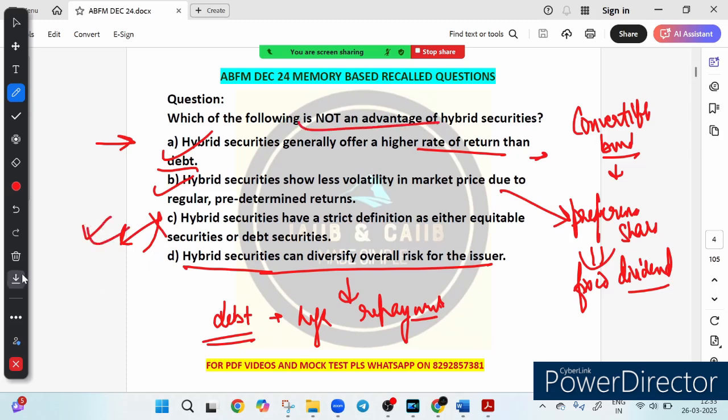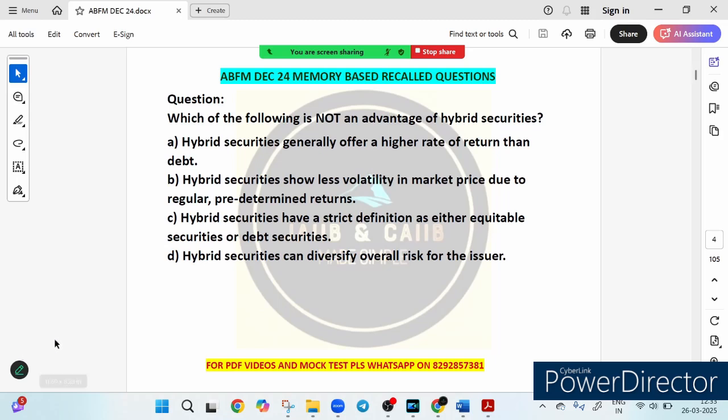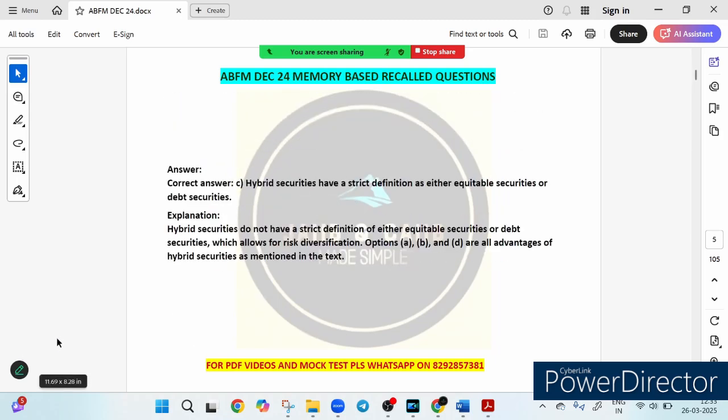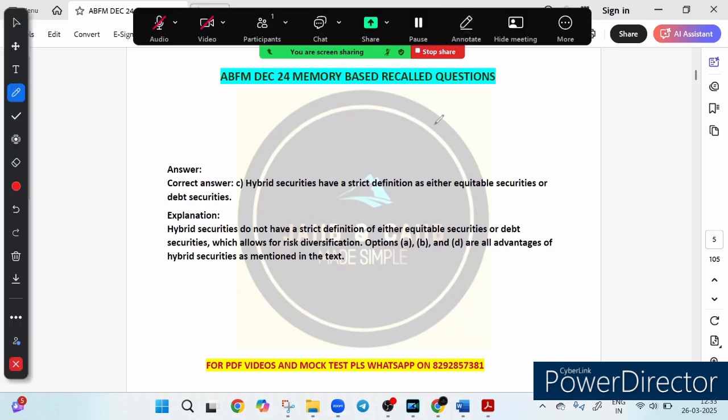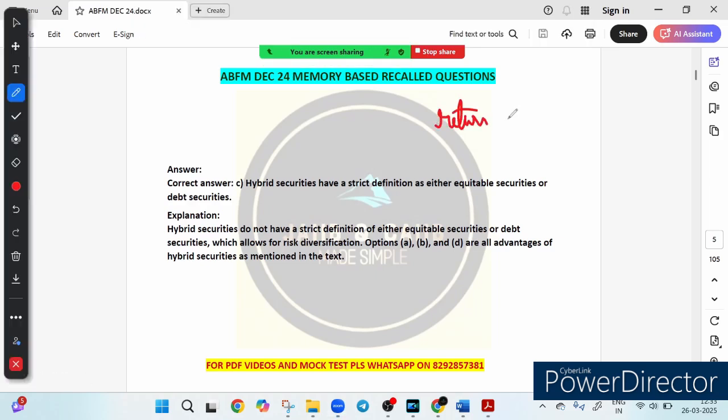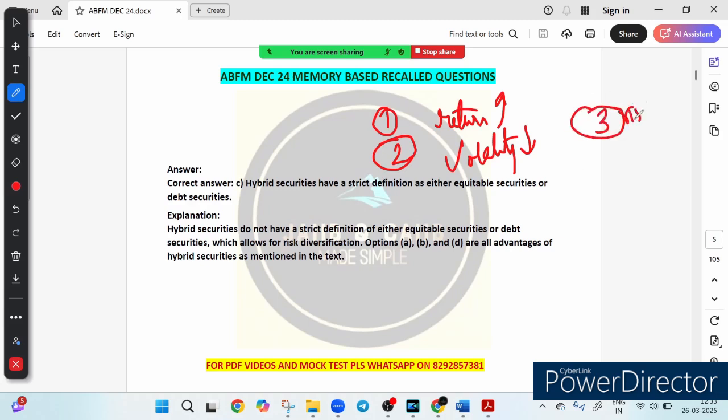So what we learned from this discussion is that hybrid security offer higher return than traditional bond. That is the first benefit. The second benefit is that volatility is less, because of the fixed return. Also, they don't have any strict definition of equity or debt, and they help in risk diversification. This is one of the greatest features. I hope this explanation helps you understand the concept of hybrid security.